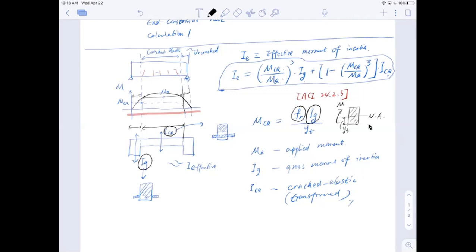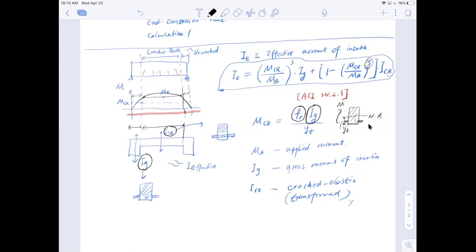Don't forget, if I need to convert my steel, I have to convert it in terms of little extra wings on the outside. The rest of the equation is 1 minus MCR divided by MA to the power of 3 here. And then outside, there's a cracked moment of inertia. We're going to show you how we calculate that.